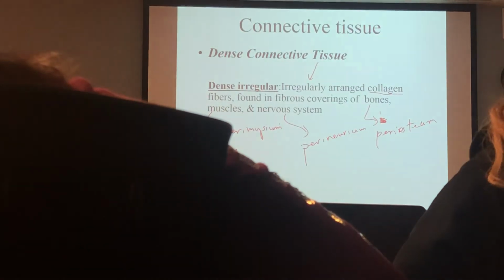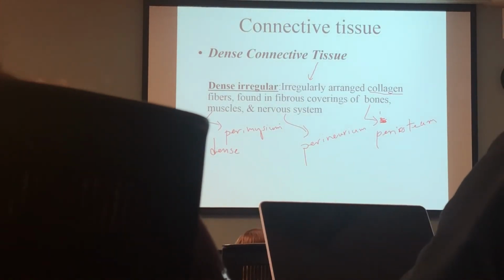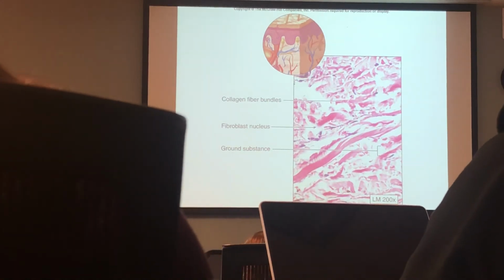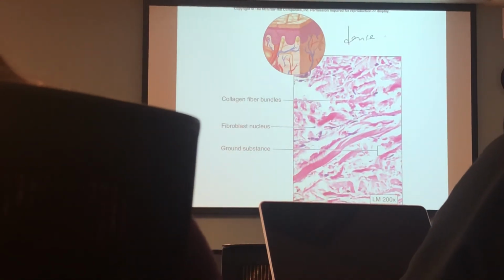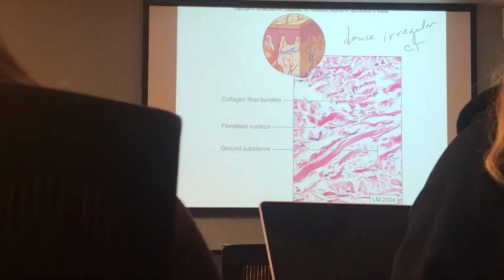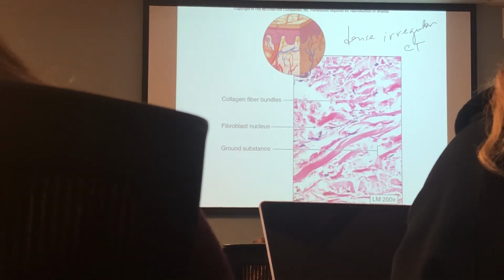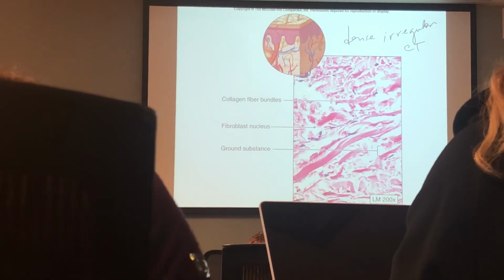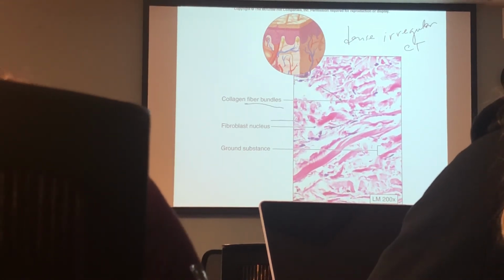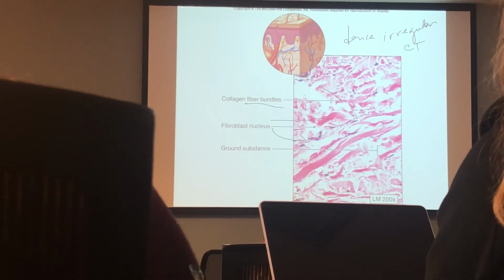Okay, so you have your dense irregular, guys, and that's different from dense regular. Here's a picture showing you dense irregular connective tissue, dense irregular CT. Then, guys, you can see the collagen fibers running in what? An irregular pattern, pretty much, okay.